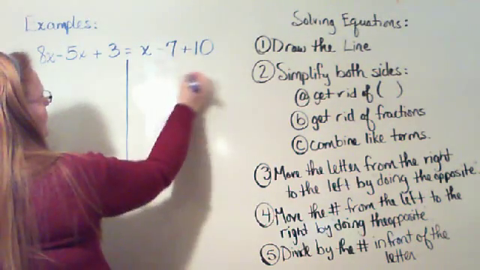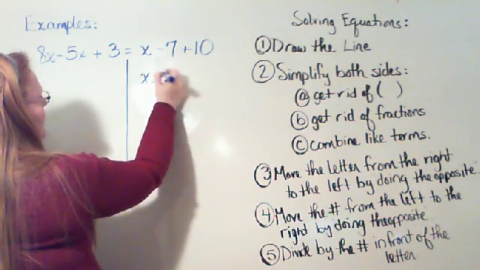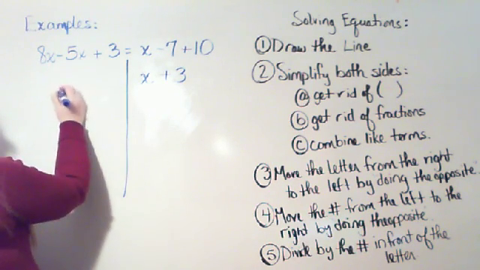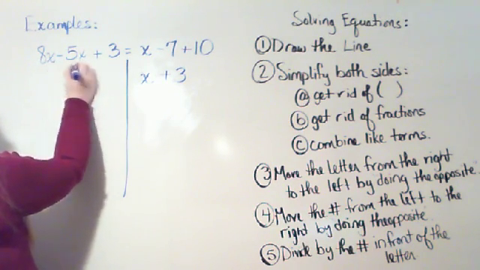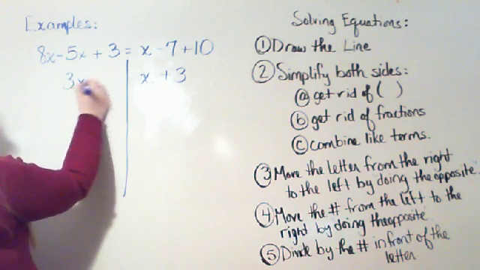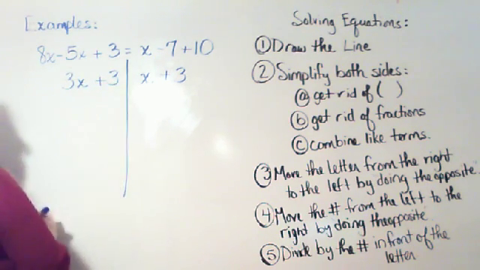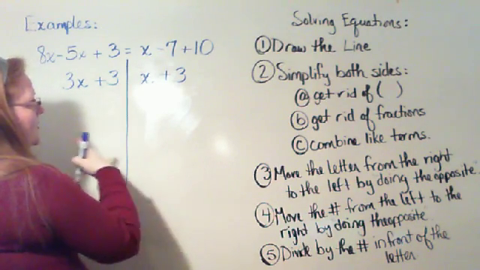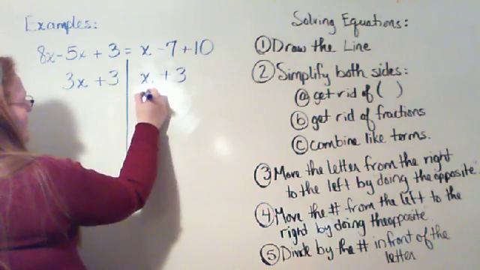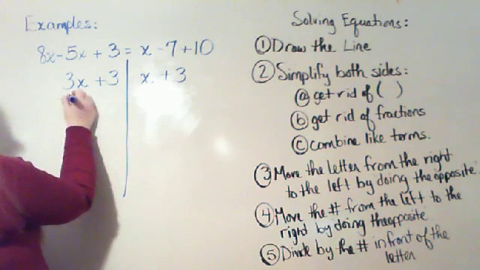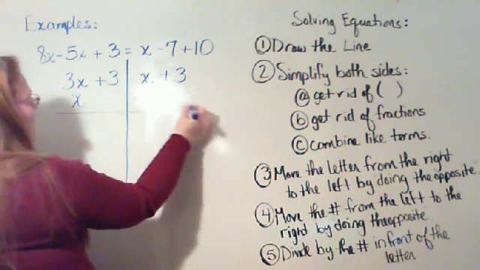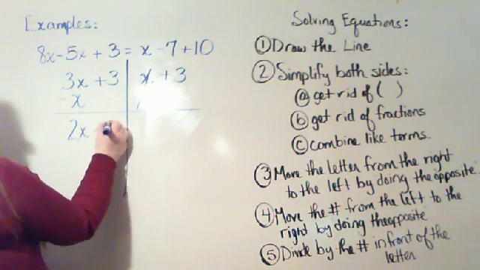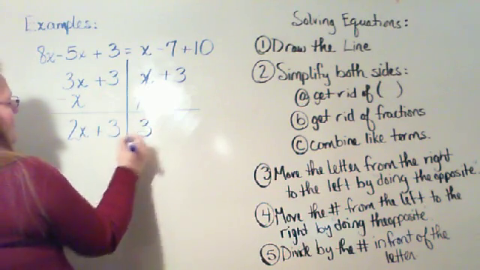Over here, we need to combine our numbers, so that gives me x plus 3. Over here, we need to combine our letters, so 8x minus 5x is 3x plus 3. Now it says that I move the letter from the right-hand side to the left-hand side by doing the opposite. So I subtract an x. That gives me 2 x's plus 3 is equal to 3.